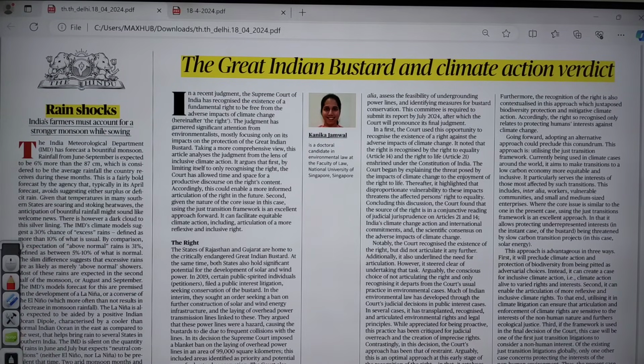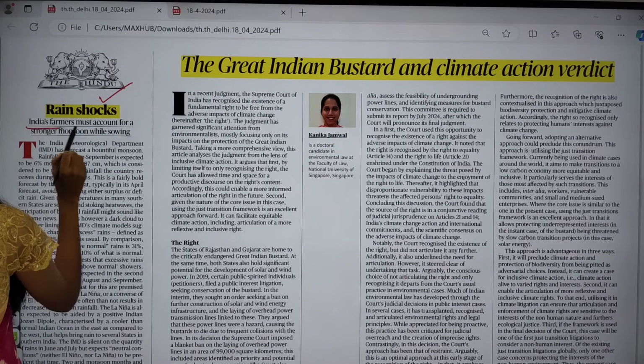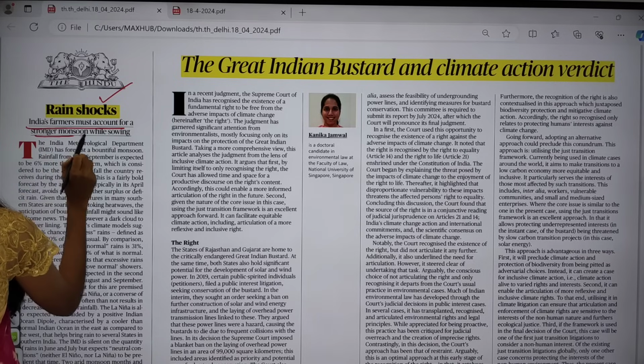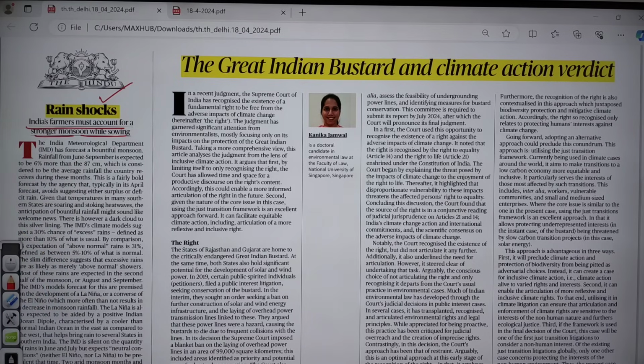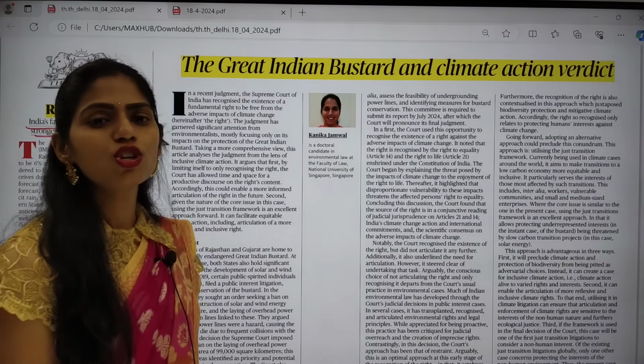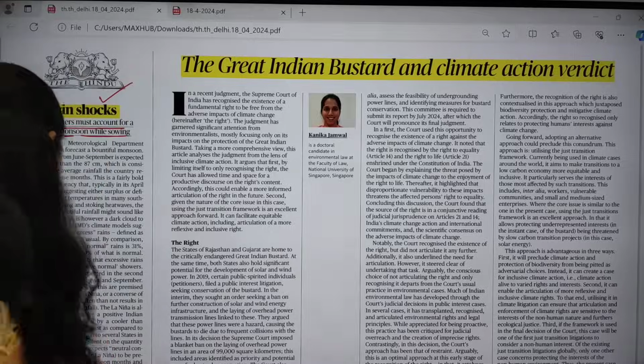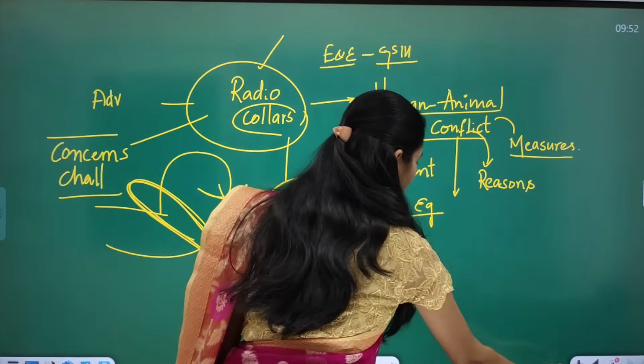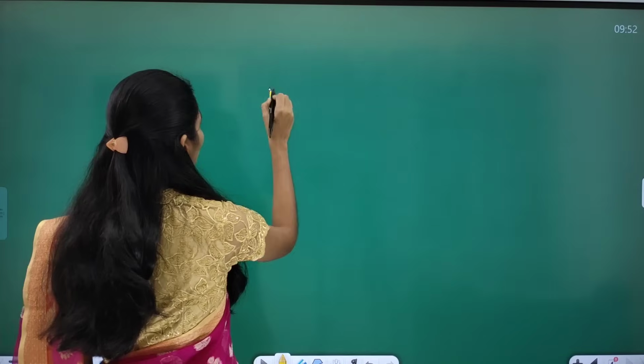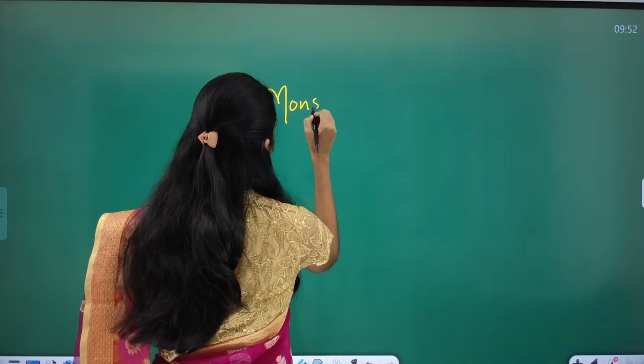The first article is about rain shocks: India's farmers must account for a stronger monsoon while sowing. Actually, you know that recently monsoon estimates came up. So let us see the dimensions. Recently, monsoon predictions.